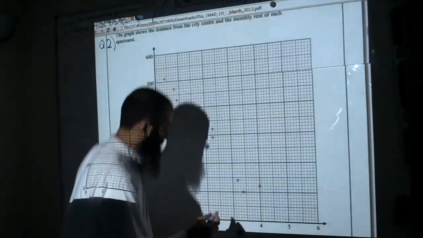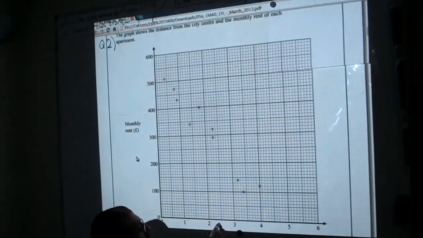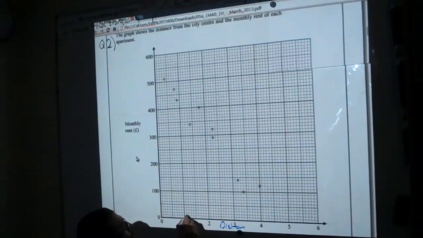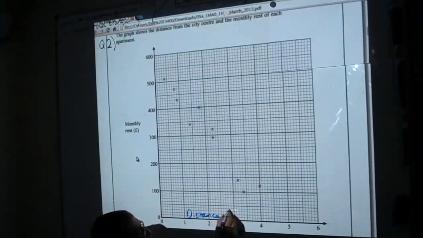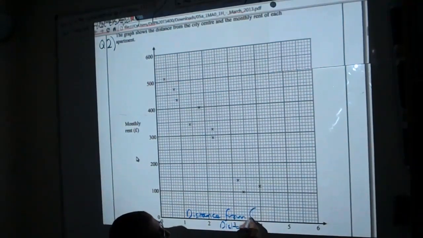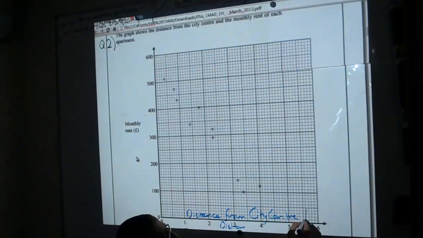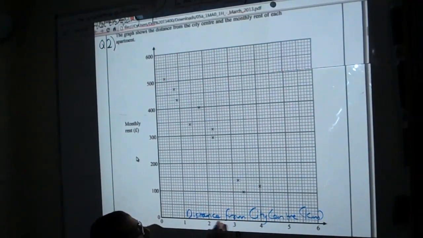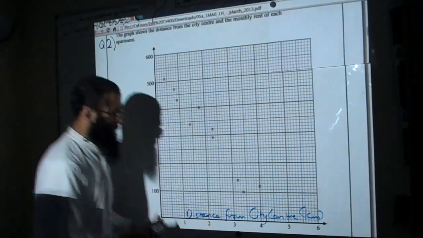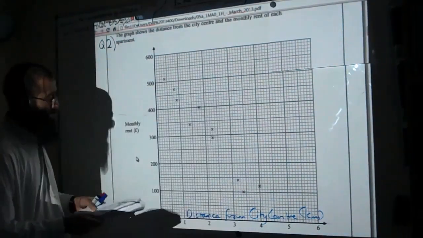I'll try writing here. Okay. Right up here: distance from city centre in kilometers. Okay, right, hopefully that's all on there.